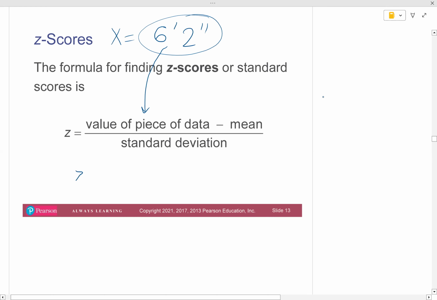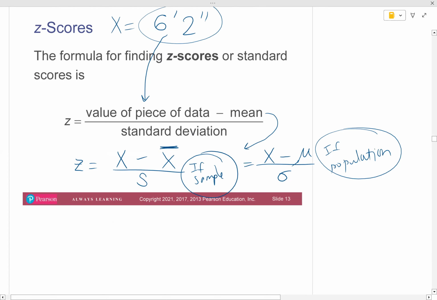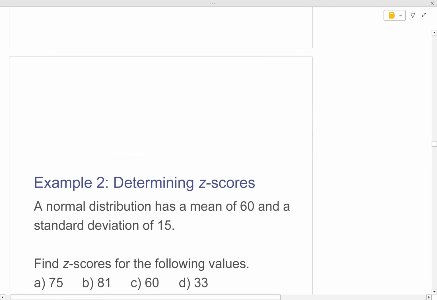It's just whatever particular data value you're interested in minus the mean. Usually we're using the sample mean, so I'm going to put x bar over standard deviation. Would we say s if it's a sample? Or if you're using population, it would be x minus mu over standard deviation. I think that was the difference. This is if it's a population, but still the same idea. Whatever your data value is minus the mean, divided by the standard deviation, bada bing, bada boom.